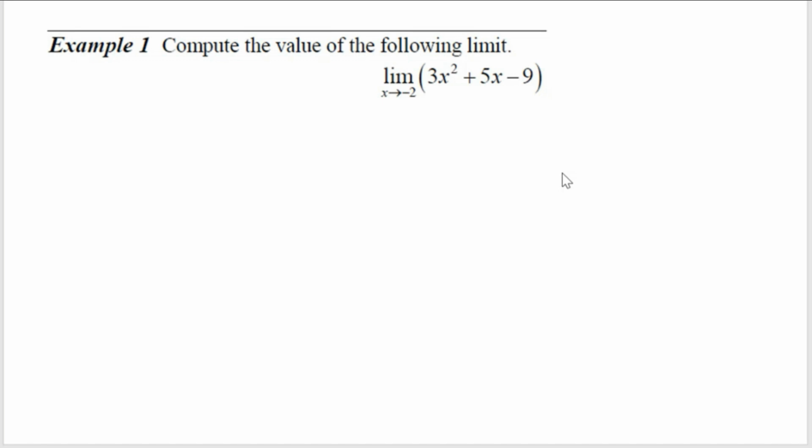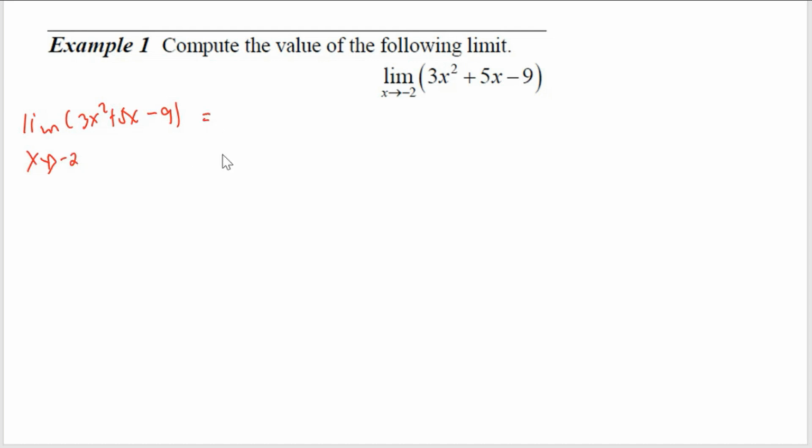In this case, we are using property number 2. We are going to break up the limit into three separate limits because there are three terms. So, class, I'm going to do it like this. We have the limit of 3x squared plus 5x minus 9. We will use the long method first, but eventually I will just ask you to show your solution in a shortcut form. But for now, I just want you to learn the long method.